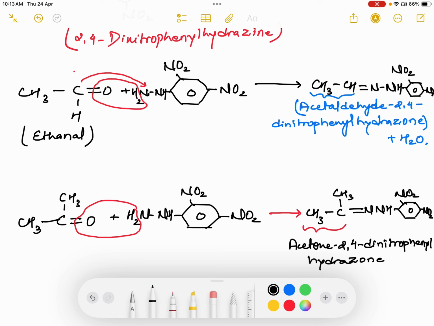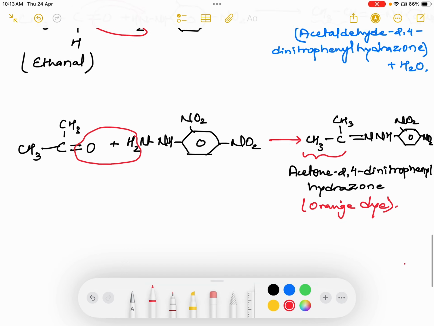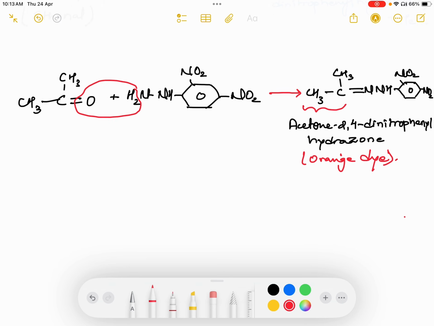It is an orange colored dye. So basically this method is used for the identification of carbonyl compounds, and it is also known as the 2,4-DNP test, or simply the DNP test, used for the identification of carbonyl compounds.